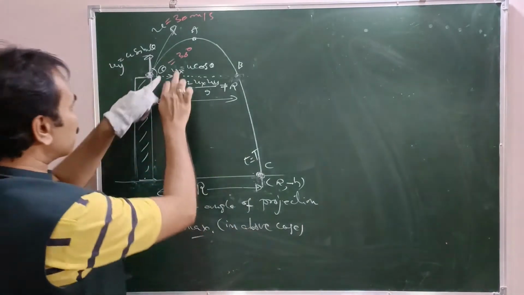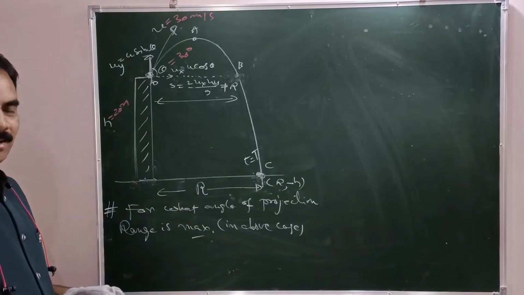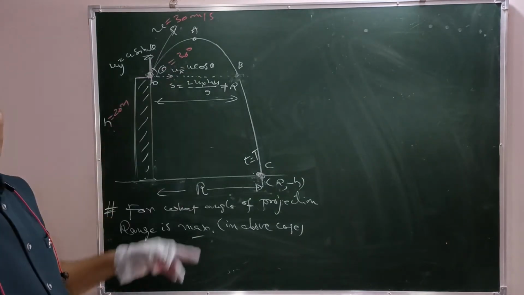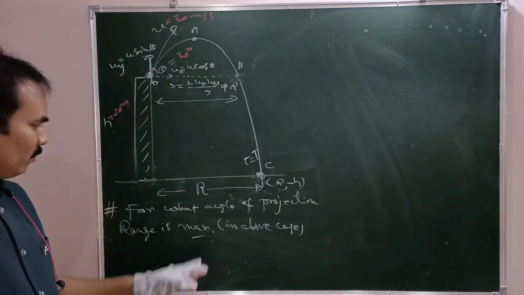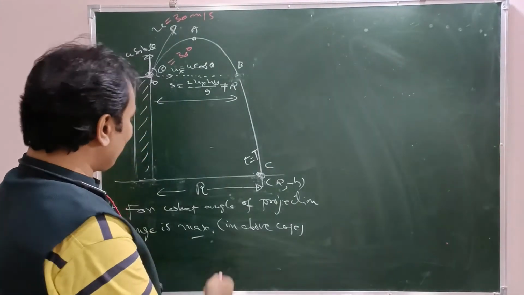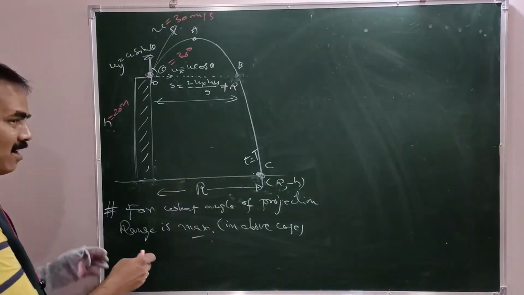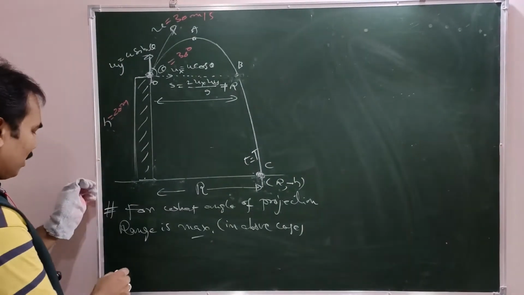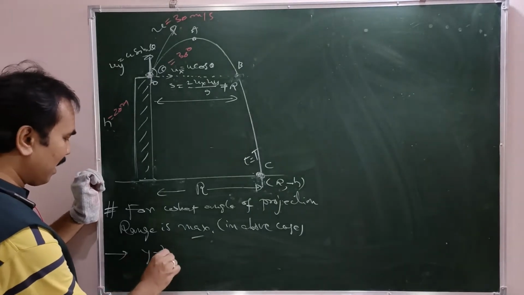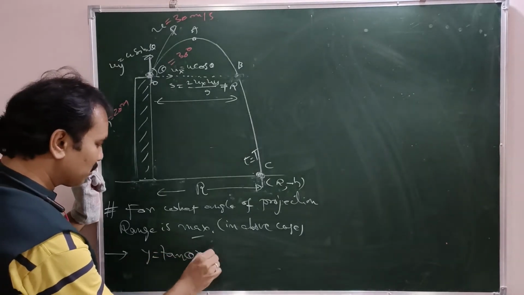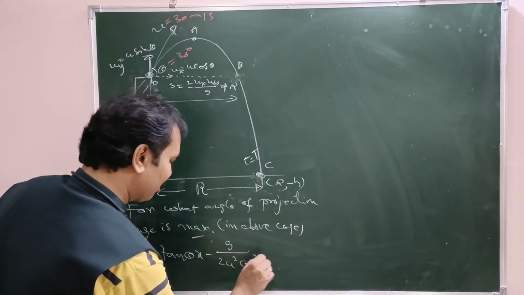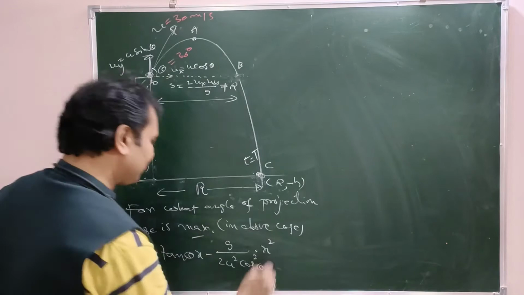Of course, your body is projected at 30, right? But range may not be maximum for this 30. There exists some angle. You need to find that angle, right? So if you want to get this point, you have to consider the general equation of trajectory. What is the general equation of trajectory? y equal to tan theta x minus g by 2u square cos square theta into x square.